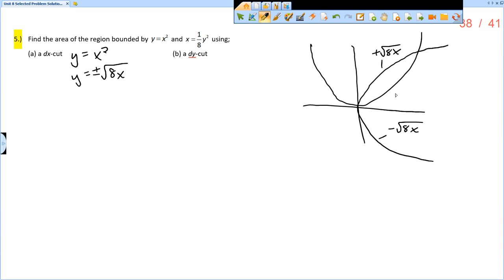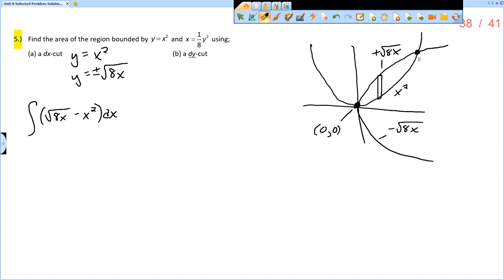And then this one is the x squared, right? So if I'm going to find the area, I'm going to integrate the upper boundary of a dx, right? So the upper boundary of the dx would be the positive root 8x minus the lower boundary, which is the x squared, and I'm going to integrate with respect to x. Now, remember, okay, we're integrating from left to right. So I know where these two intersect at 0, 0, right? Or I should know that, right?